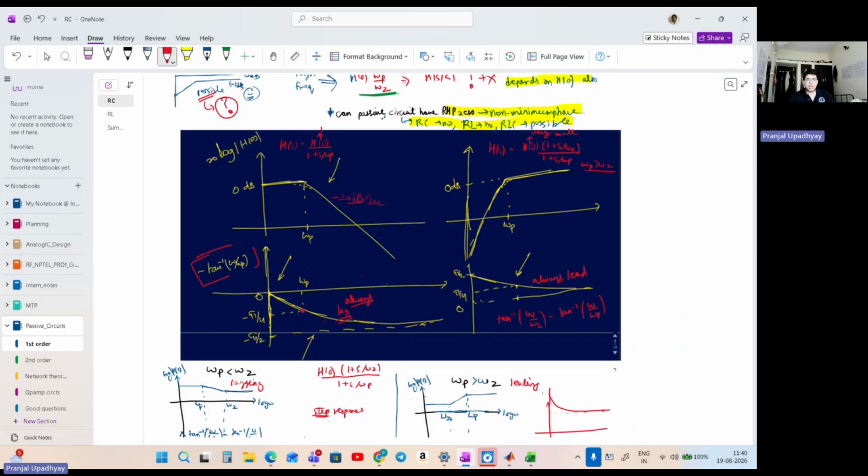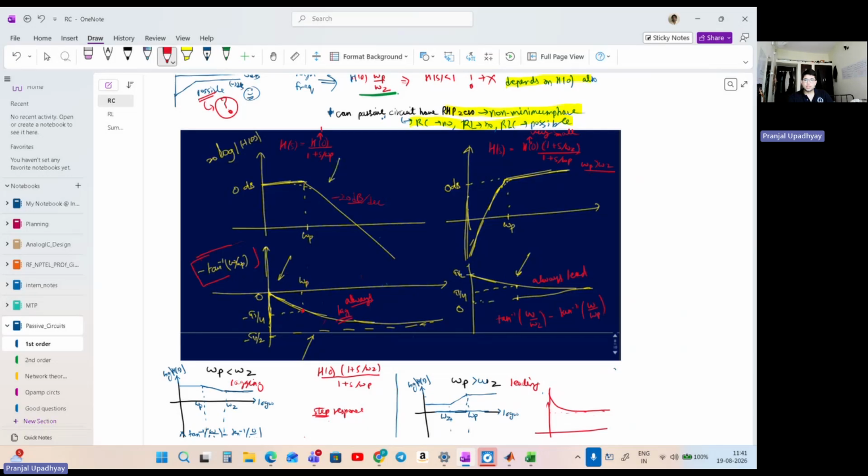Why? It's because at the pole, s is equal to omega p, right? So we know that tan inverse of omega by omega p, we can easily find it out. It's not a big deal. So tan inverse of 1 is 45. That's why the minus 45 degree angle at the pole frequency. Same argument holds for the zero also, and at the zero it will be plus 45, and eventually it will try to reach 90 degrees.